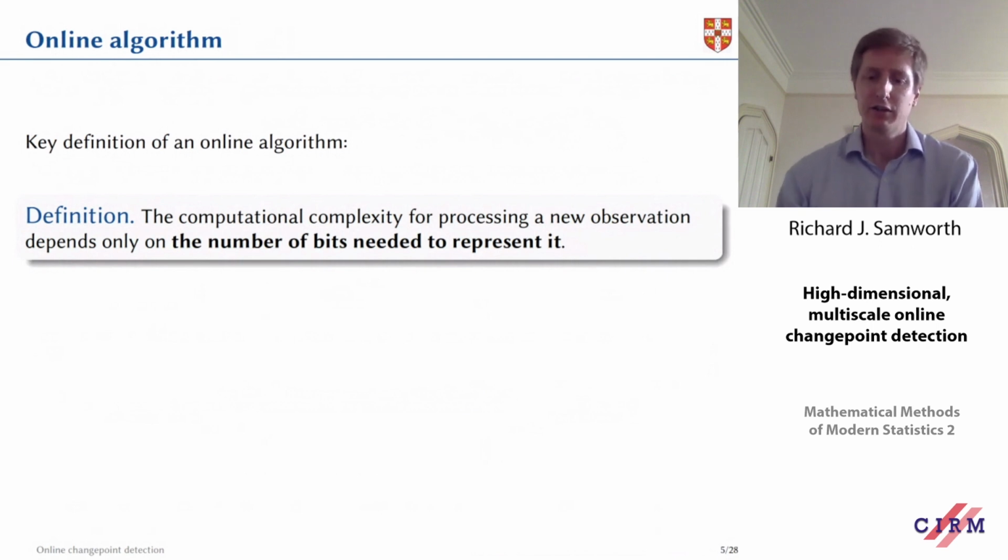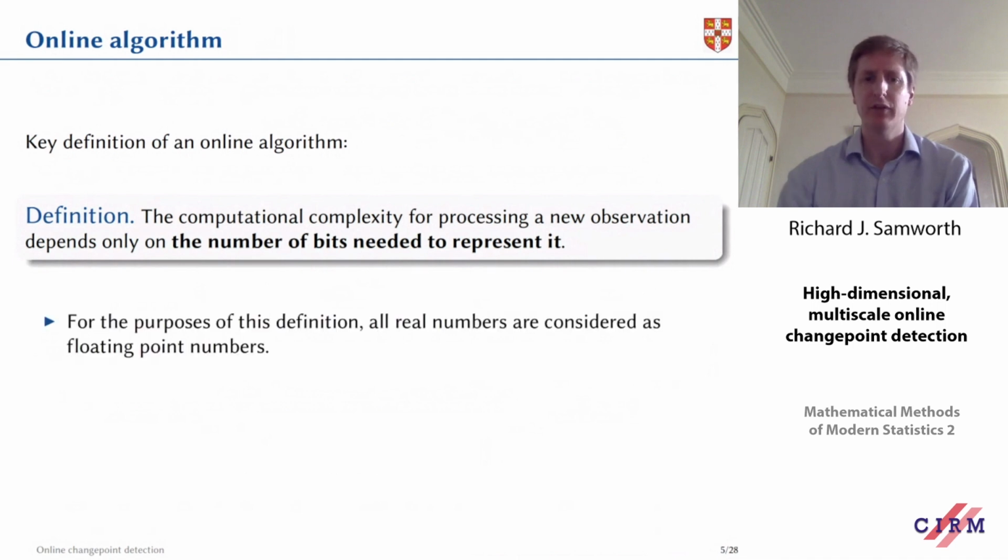So there's just a couple of comments I should make about this. The first is that for our purposes, of course, we're only able to store real numbers as floating point numbers on computers. And so I'm not going to worry too much about the difference between a real number and a floating point number. In other words, when it comes to our theory, when we assume Gaussian observations, I'm not going to worry about the small truncation error in representing that as a floating point number on a computer.